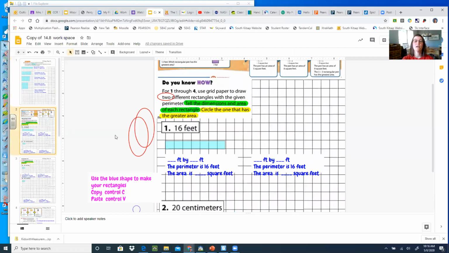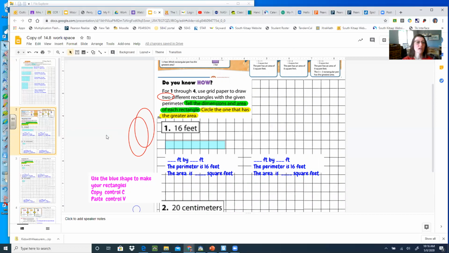Okay, now our next slide. For 1 through 4, you're going to use grid paper, and I was nice. I pre-plugged grid paper in there for you. You want 2 different rectangles with whatever perimeter they tell you, and you need to give the dimensions of that shape and then circle the one that has the greater area. Well, we already did 16 feet on the other slide.